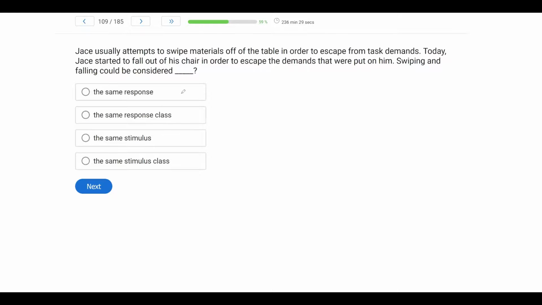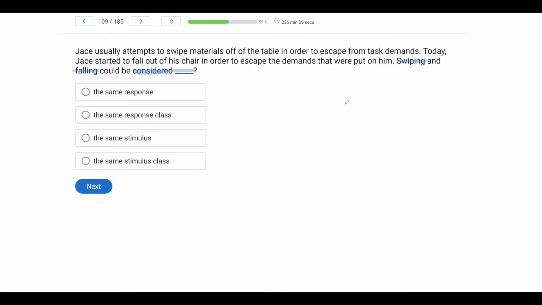Jace usually attempts to swipe materials off of the table in order to escape from task demands. Today, Jace started to fall out of his chair in order to escape the demands that were put on him. Swiping and falling could be considered blank. So what are we looking for? What are we trying to answer? We're trying to answer the idea of what swiping and falling could be considered.